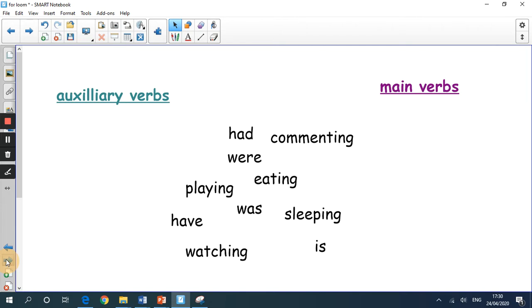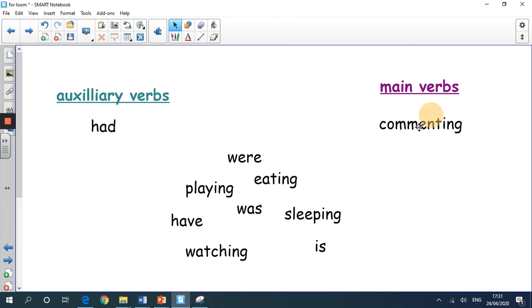Now, had, that's very short. That's what I'm going to call a helper verb. That is going to go over here. It's an auxiliary verb. Commenting. Well, that's going to be my main verb. It's also got this suffix here, ing. That's sometimes a clue to the main verb. Not always, but sometimes.